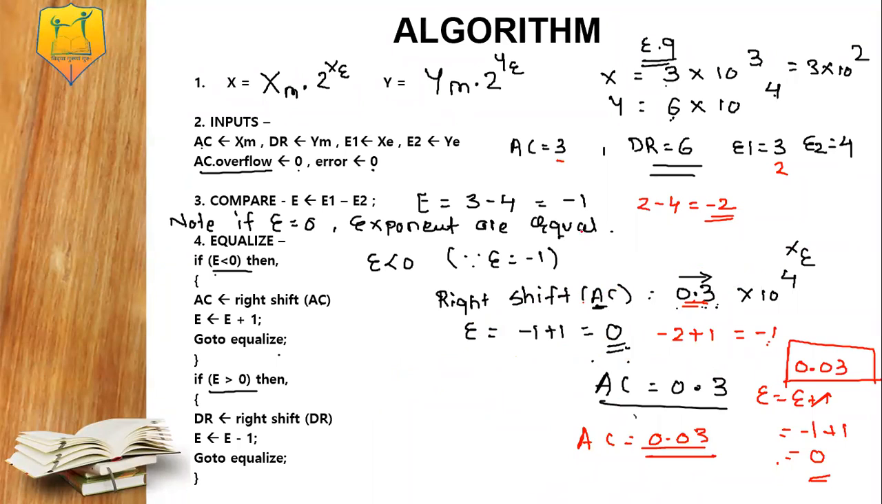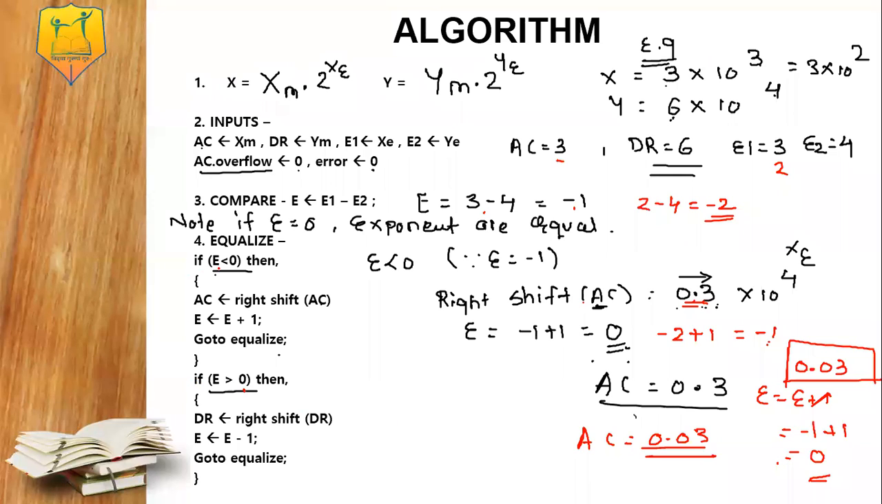But if it is not zero, it is simple, you have to equalize them. In equalize there are two possibilities. My exponent difference would be either negative or positive, meaning it can be either less than zero or greater than zero. If it is less than zero, then the first value's exponent is smaller, so we have to go from lower to higher. But if it is greater, then the second value's mantissa is lower, so you have to make them lower to higher.